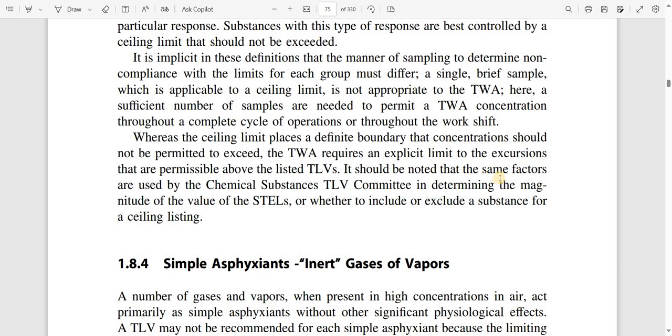It should be noted that the same factors are used by the Chemical Substances TLV Committee in determining the magnitude of the value of STELs and whether to exclude a substance from the ceiling listing.